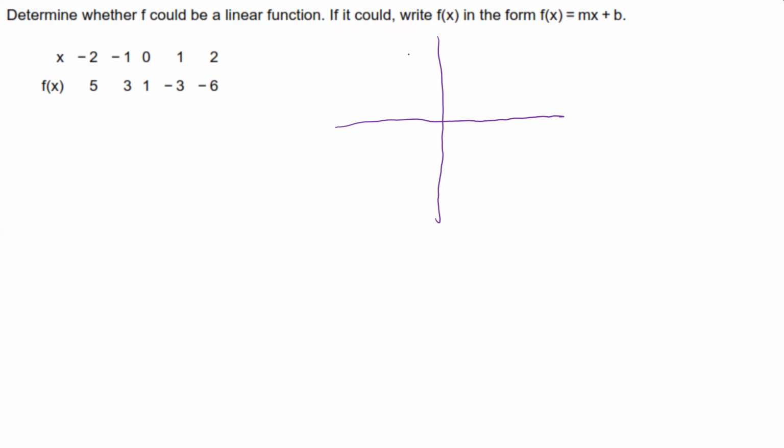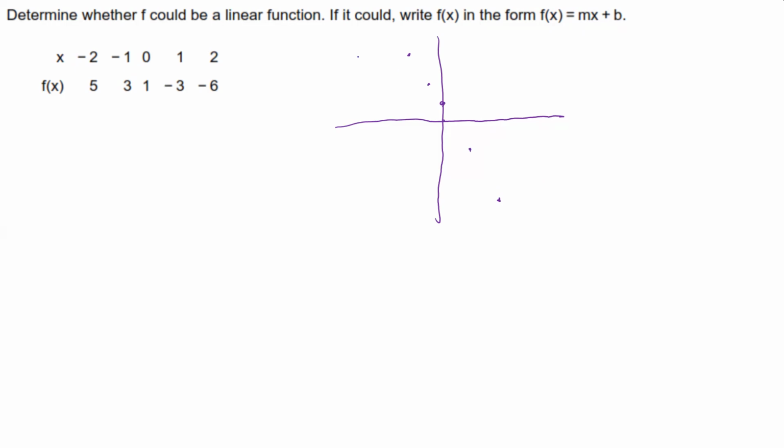Minus 2, 5. Minus 1, 3. 0, 1. Then we have 1, minus 3. Then we have 2, minus 6. Well, it's possible it could be a linear function.